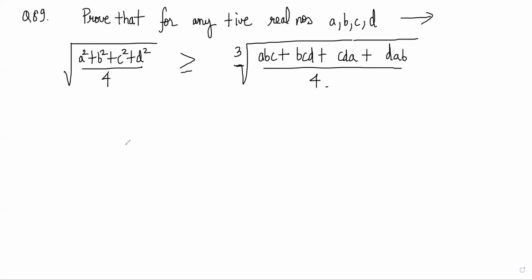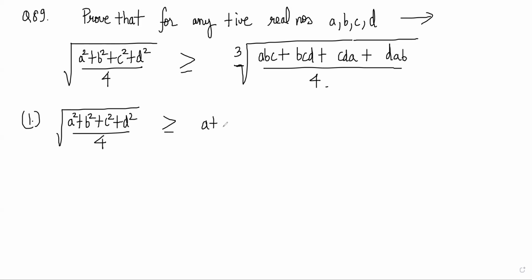We will use the AM-GM inequality to solve this one. But before we do that, we'll first prove a simpler identity. The first part is proving this lemma: the square root of (A squared plus B squared plus C squared plus D squared) by 4 is greater than or equal to (A plus B plus C plus D) by 4.